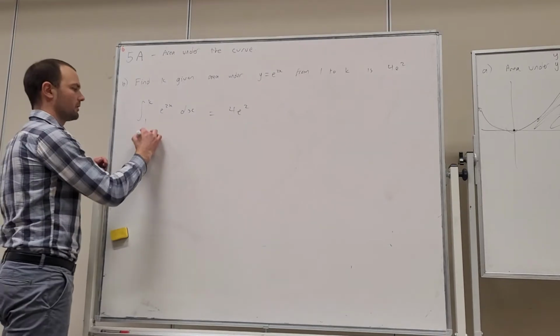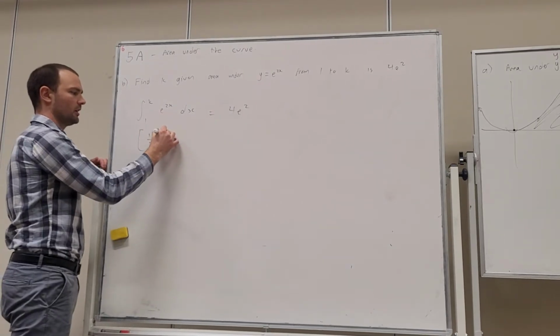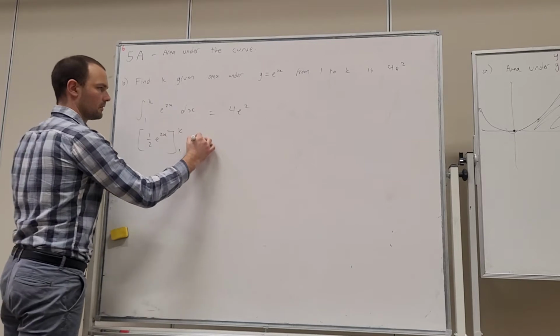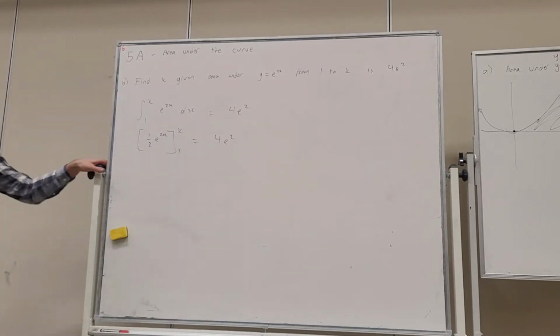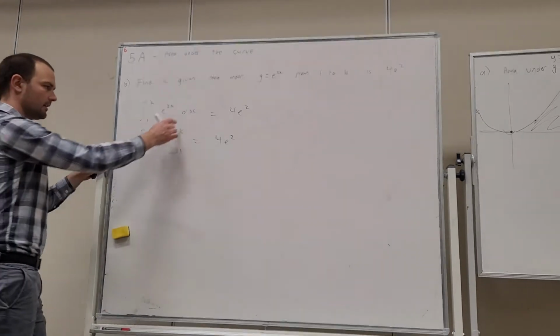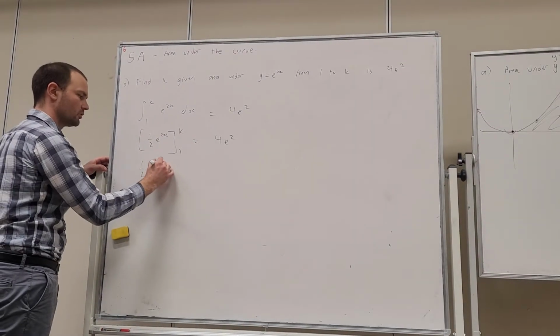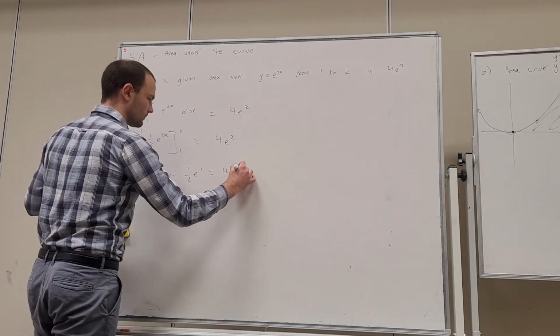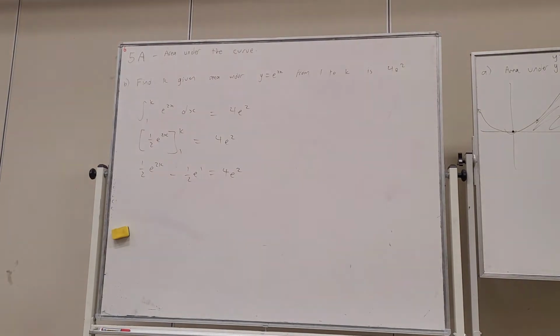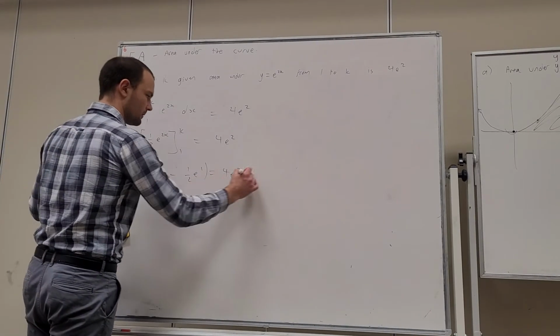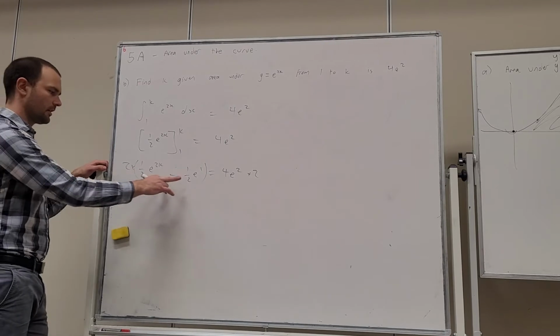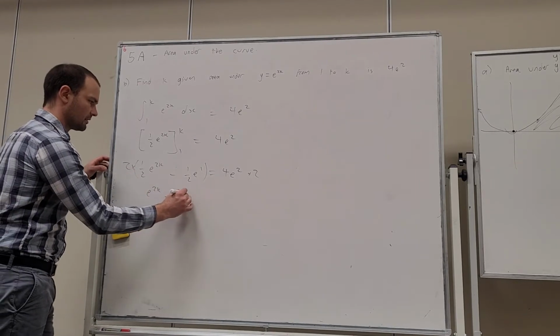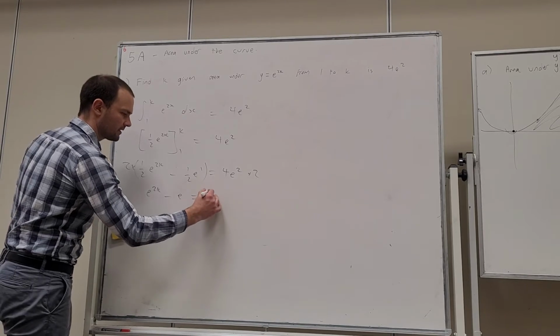The integral of e to the 2x is 1 on 2 e to the 2x. Let's sub in k and 1, so we're going to have 1 on 2 e to the 2k, take 1 on 2 e to the 1. Straight away we should be thinking, let's get rid of that fraction, that half out the front. So let's multiply both sides by 2. Here that'll become e to the 2k, take e, equals 8e squared.